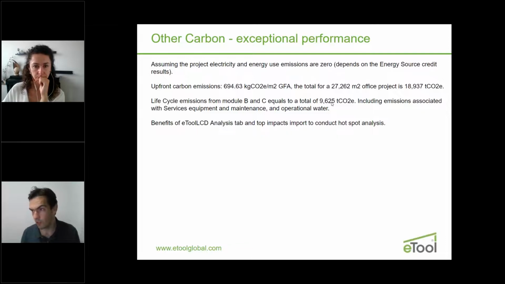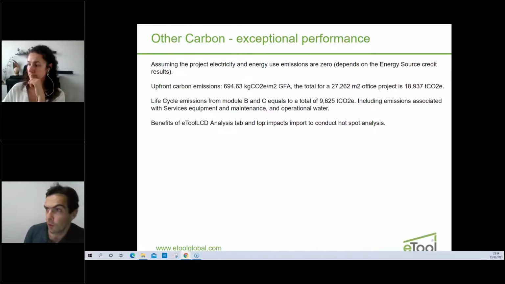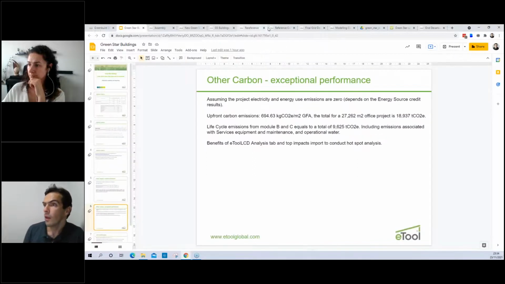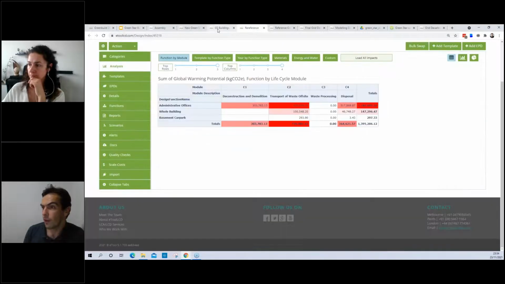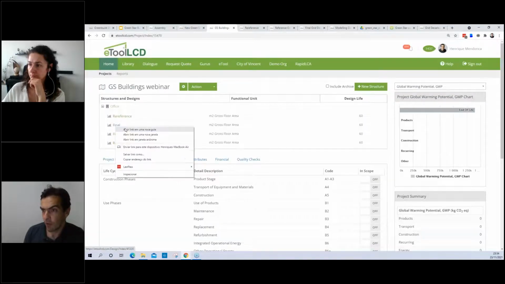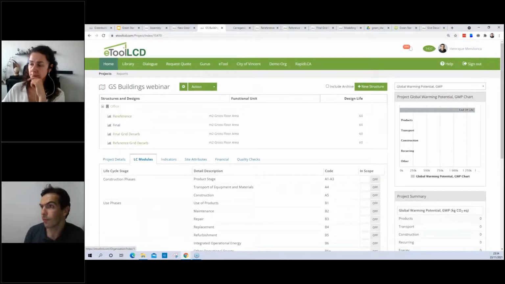So I'll just quickly show you also how you grab this information out of the software. I'm navigating to my final design. So I'm just going to bring up the final design here.